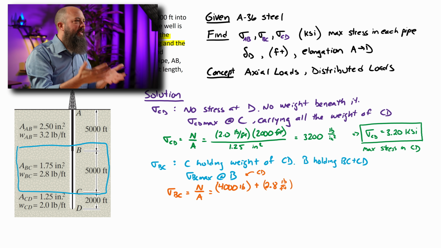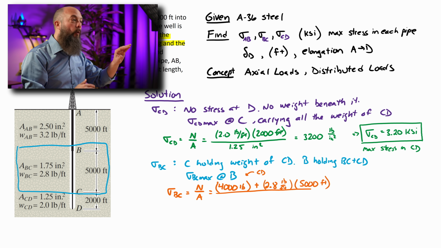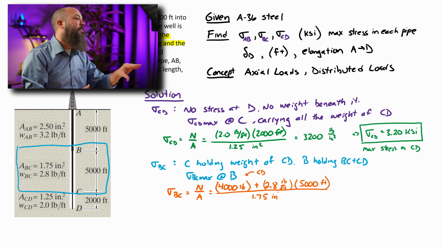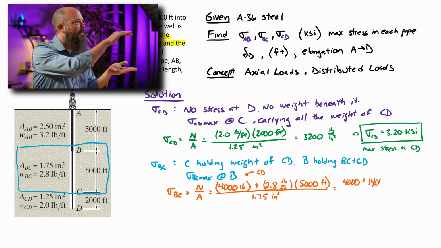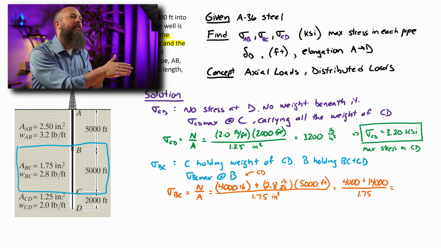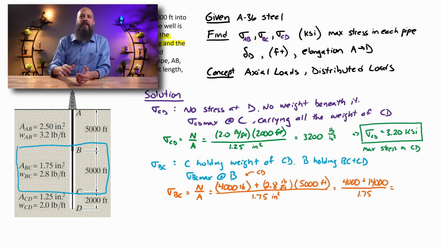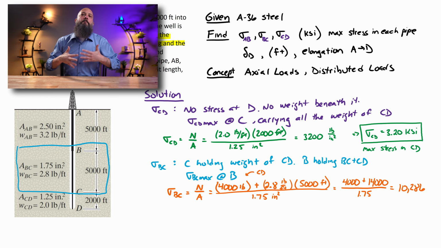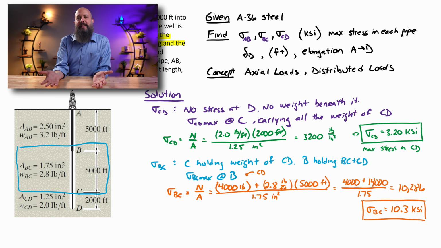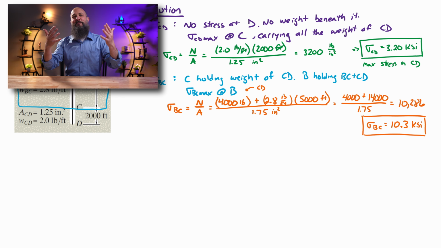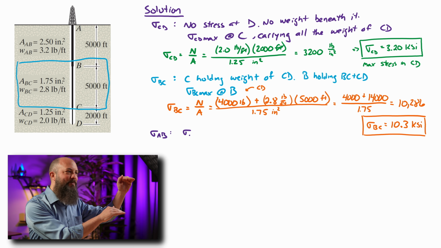That total amount of weight will be the 4,000 pounds from pipe CD plus the 2.8 pounds per foot times 5,000 feet, the weight of pipe BC. All right, a little bit of calculator work. Max stress in pipe BC, 10.3 KSI. We'll repeat this one more time now for A to B.